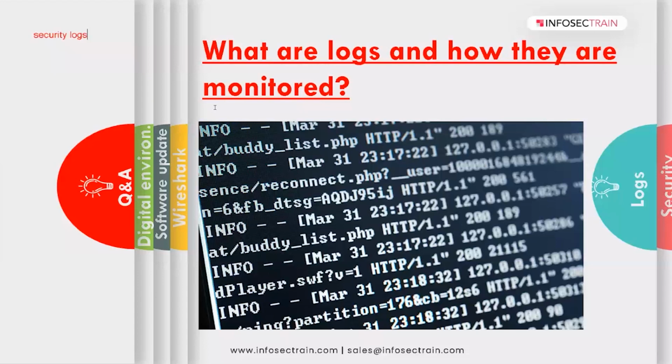You can consider security logs as silent sentinels. What they do is record the security-related events, and later on they provide valuable insights into potential security breaches or unauthorized access.